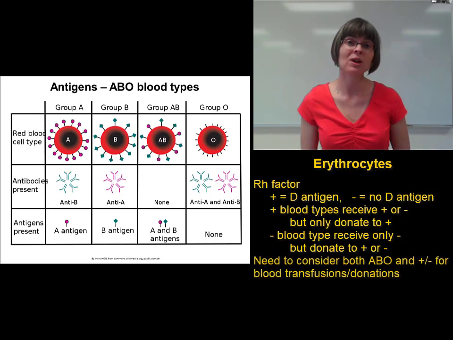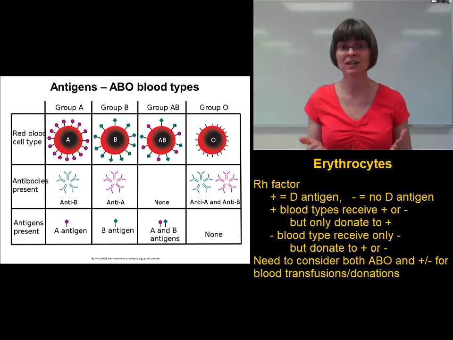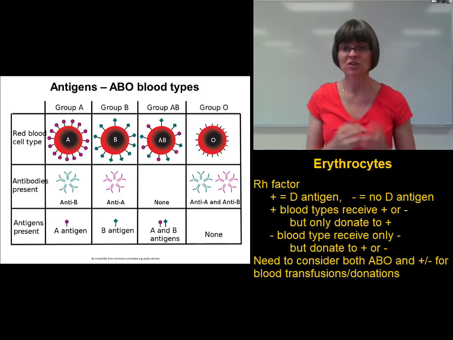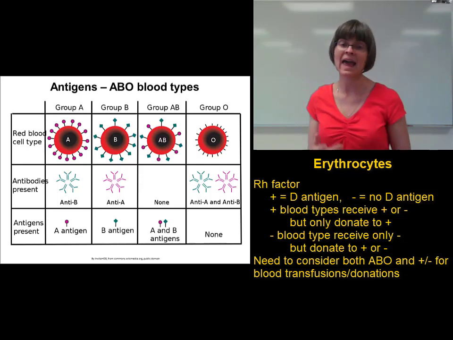When you're matching blood for transfusions, you need to make sure to consider the ABO factor as well as the RH factor, the positive or negative. So it's easiest to consider them one at a time.